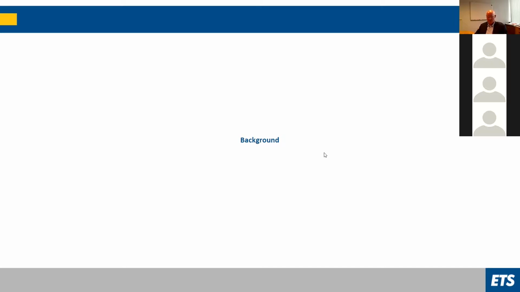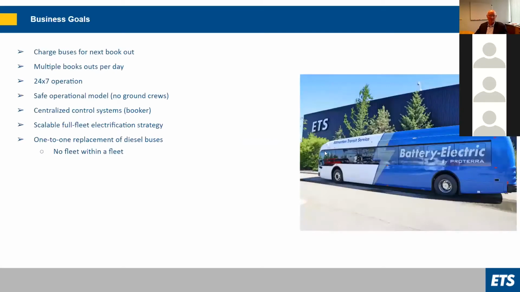And then as we were going through, we didn't want a fleet within a fleet because it would impact layover time if we were doing on-route charging, or if we just did dedicated, like I know Winnipeg has a bus that just runs from downtown to the airport, and they've got pantographs at both ends. So when we were talking to our utility and street planners and everything, we didn't really have the opportunity to put pantographs around the city. So this is what our business goals were.